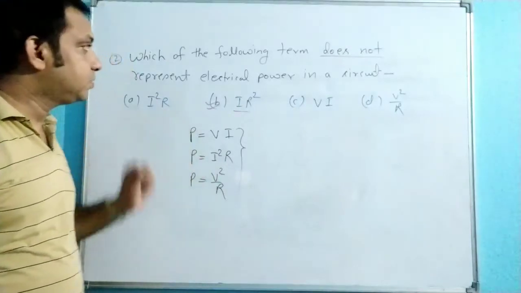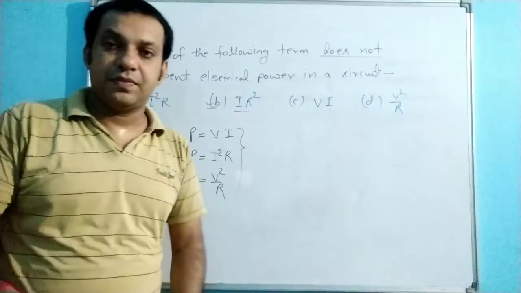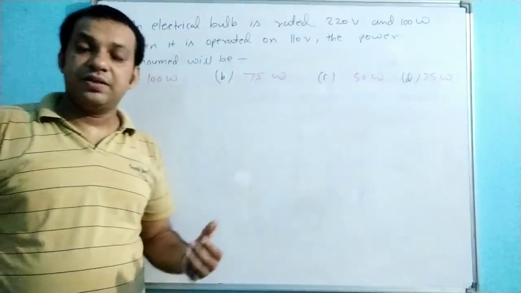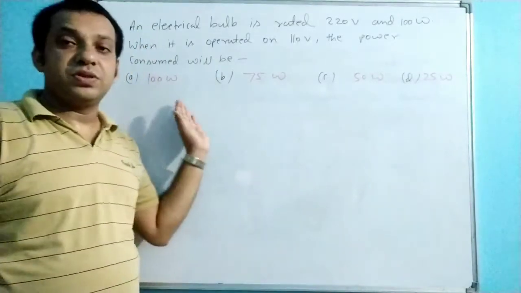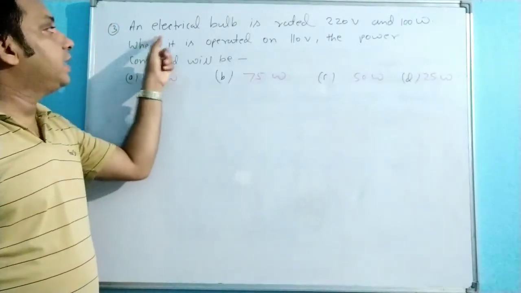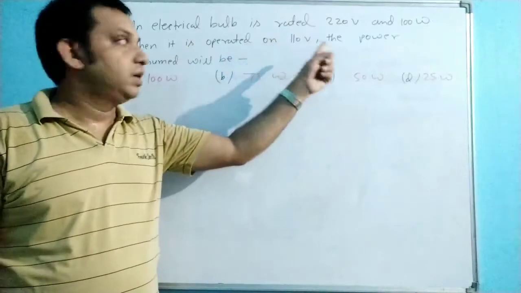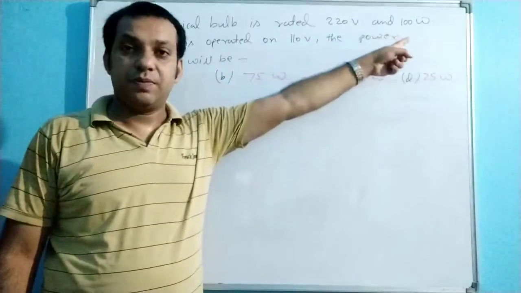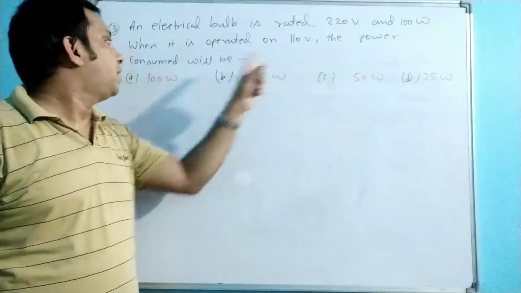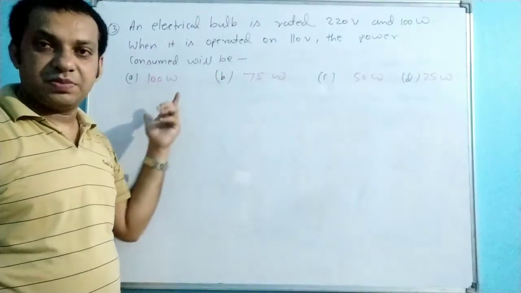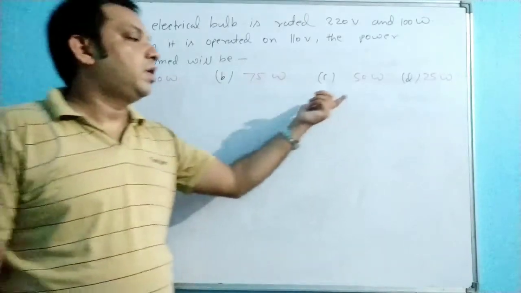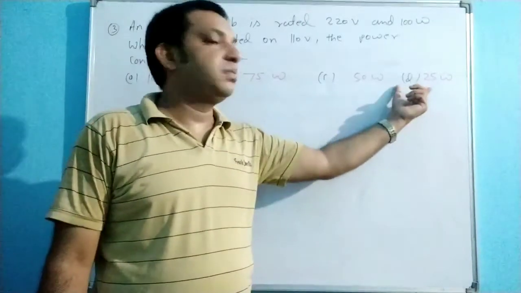So let us discuss the third question. This is a very important question, because a very unique concept is here. An electrical bulb is rated 220 volt and 100 watt. When it is operated on 110 volt, the power consumed will be: option A 100 watt, option B 75 watt, option C 50 watt, and option D 25 watt.